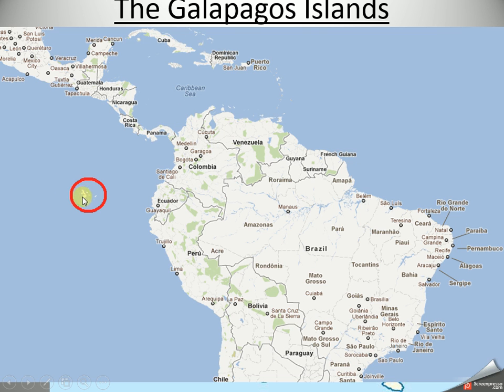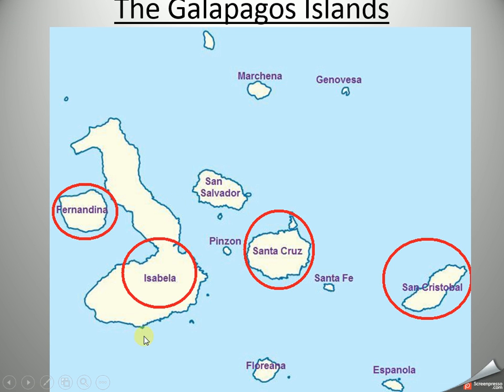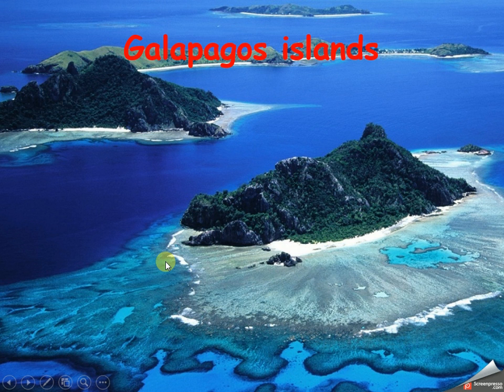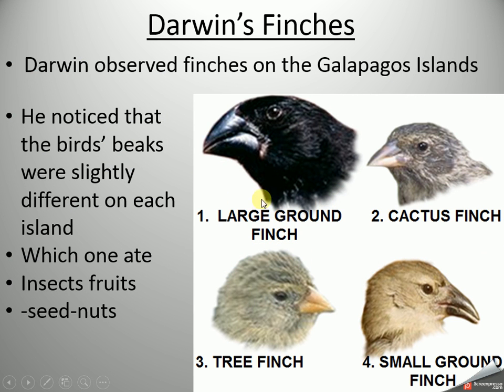And it's these little Galapagos Islands. This is Brazil over here, so this is South America, Peru, Venezuela, Colombia, and the Galapagos Islands are these tiny little islands right here. And it was these 4 islands of particular interest. So why were those 4 islands over here so interesting? Well, it was because of these finches.